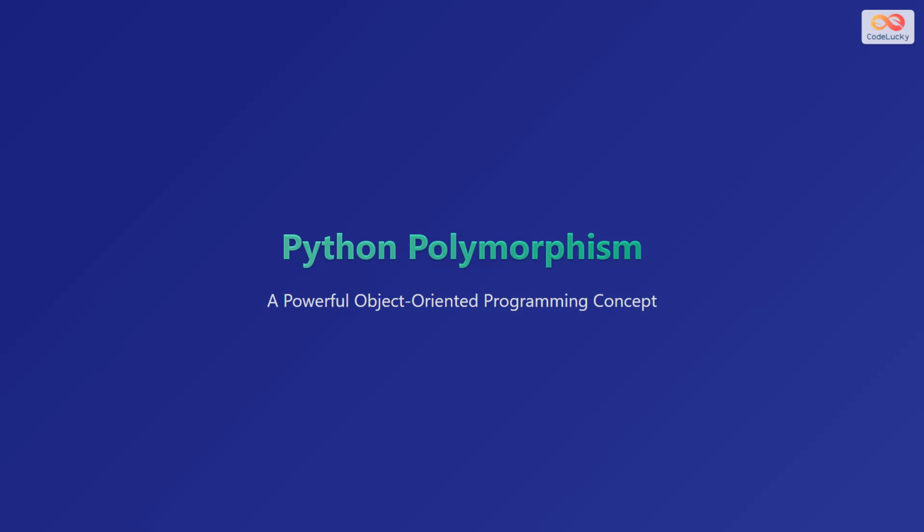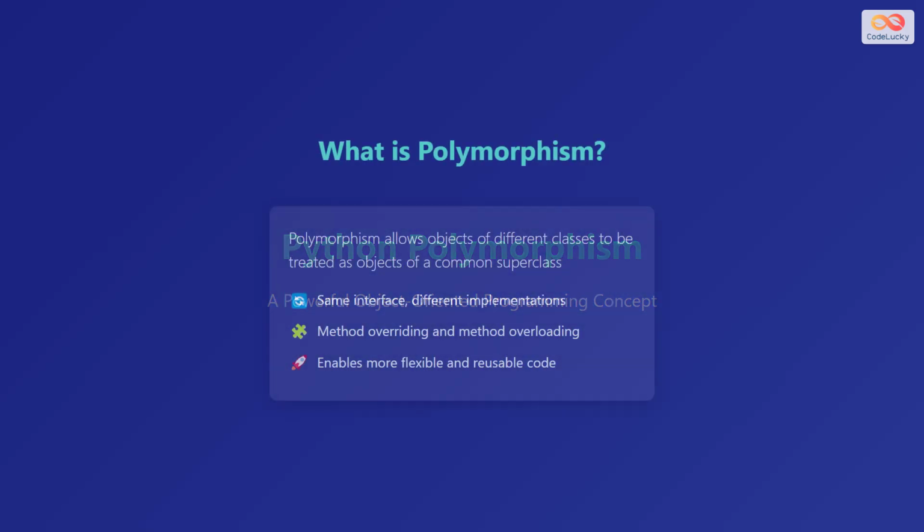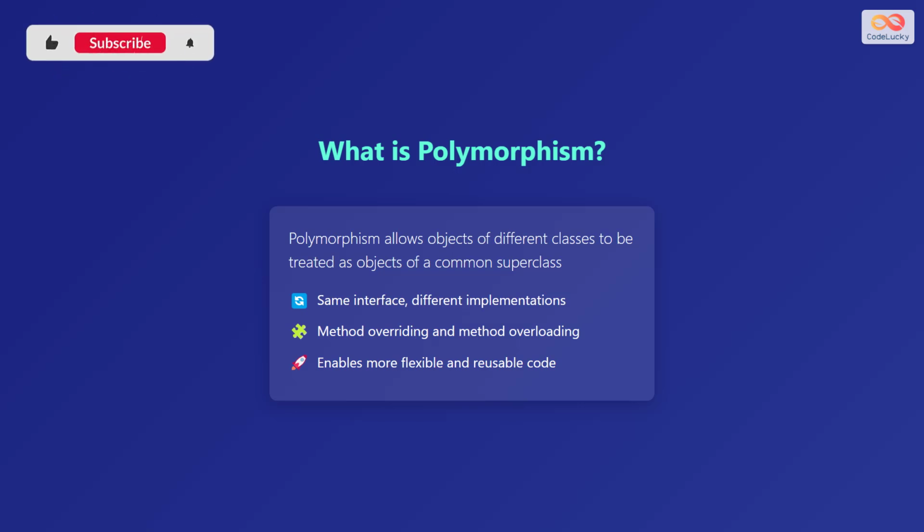Let's explore polymorphism in Python, a powerful concept in object-oriented programming. Polymorphism allows objects of different classes to be treated as objects of a common superclass. It provides the same interface but with different implementations. This involves method overriding and method overloading, enabling more flexible and reusable code.